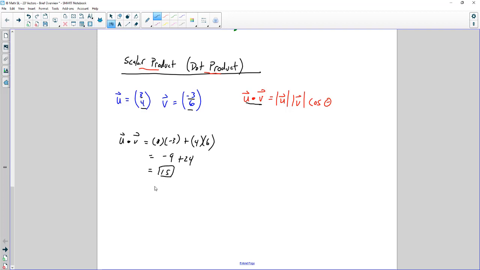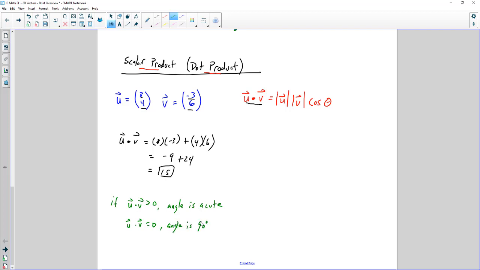That's really the answer for the scalar product. But this is telling me something about the angle in between the two vectors. And here's what this means. Okay, I'm going to write this in a different color. If your scalar product is positive, we'll call it greater than 0, the angle between the two vectors is acute, meaning it's less than 90 degrees. Okay. If your scalar product is equal to 0, it means that the angle is 90 degrees.